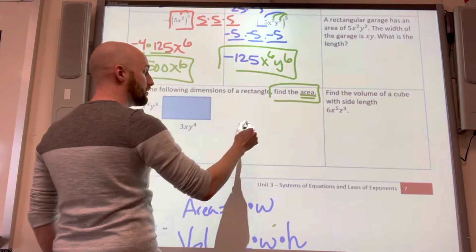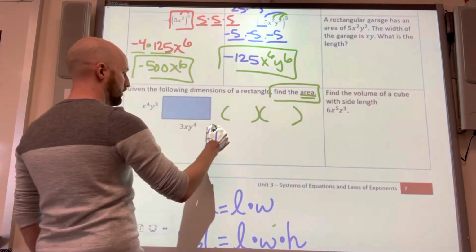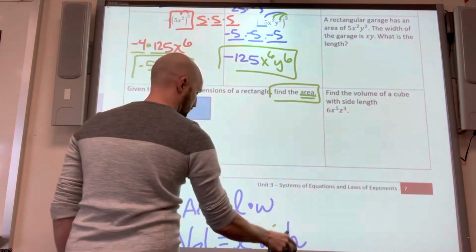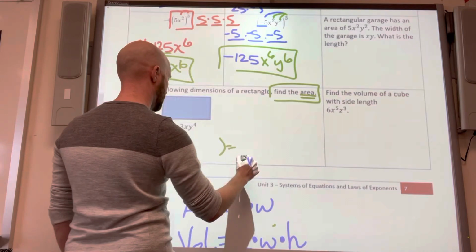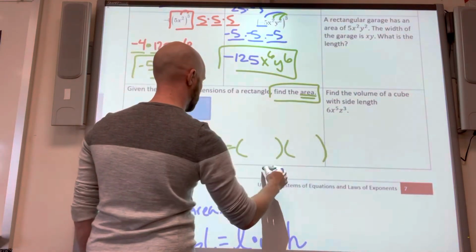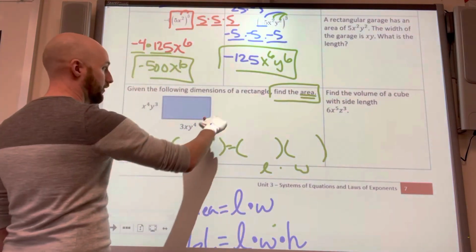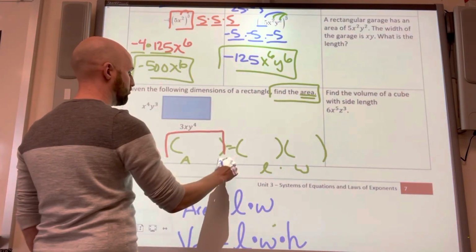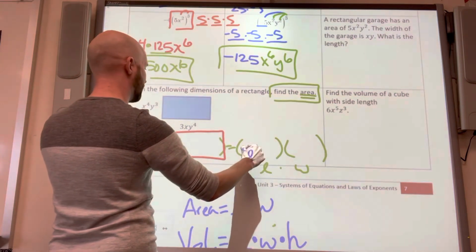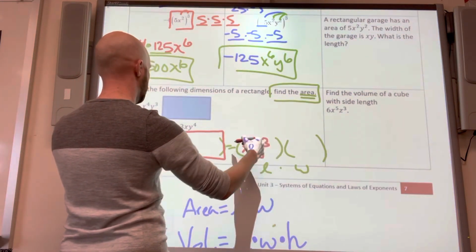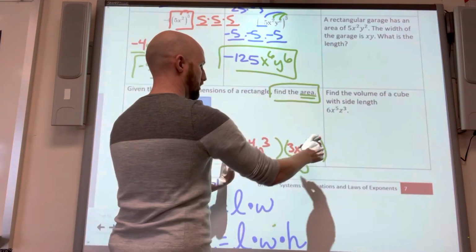So area means multiply length and multiply width. Puede decir que la área es largo por ancho, length times width. And what do I know? The area, yo no sé. Eso será mi respuesta. The length, no importa cuál es, so one of them is x4, y3. The other one is 3x, y4. Multiply.